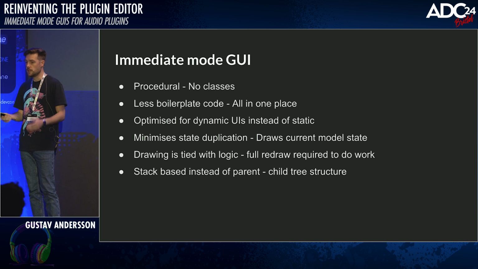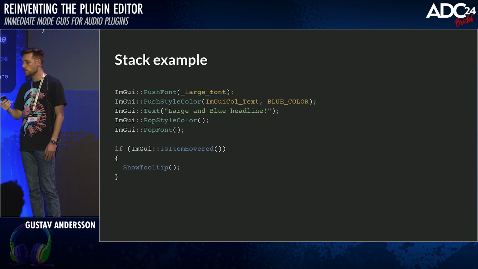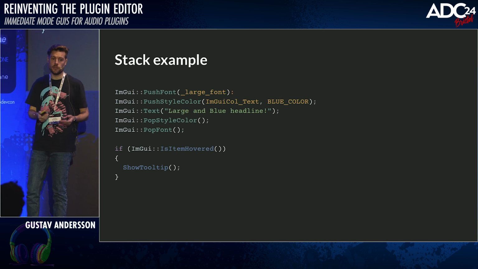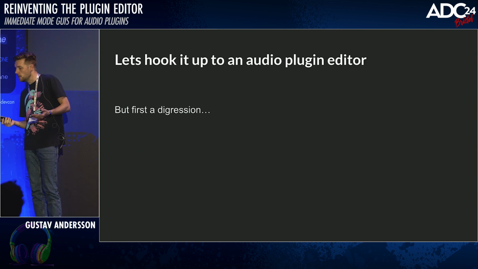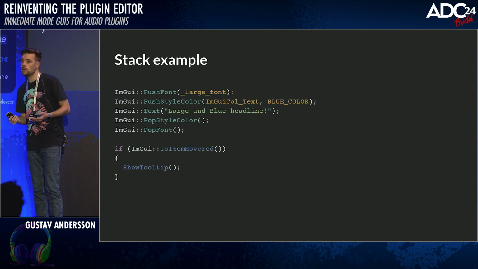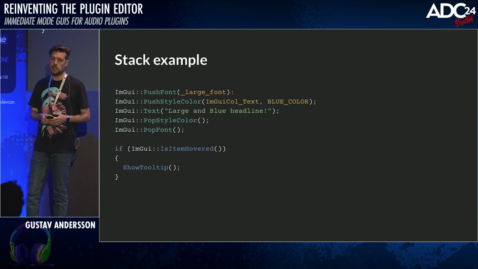And it's stack based instead of this parent tree structure. So, a quick example: if you want to write a headline with a different font and a different color, you would just push a font and push a different color to the stack, and then the text you render will be with that font and color, and then you can pop it from the stack. And the way you interact with widgets is there's a bunch of these: is item clicked, is item active, is item hovered, and these always refer to the last item that you drew.